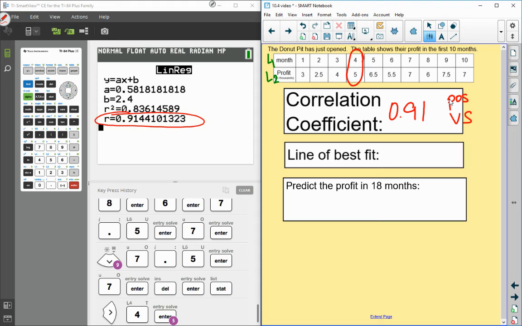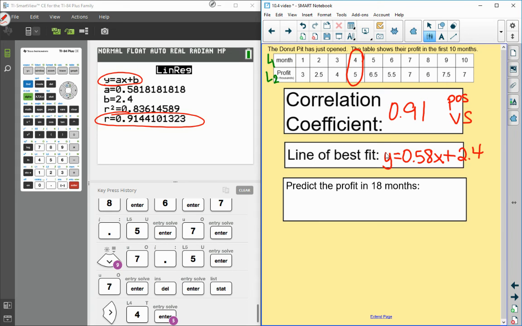Okay, line of best fit. Remember, you got the key right here. It tells you where you're putting things. So we're going to put y equals, in place of the a, I'm going to put 0.58. Then I'm going to put my x. Then a plus sign. And my b, oh, that's nice. I don't even have to round. It's just 2.4. Now this problem asks me an additional question.